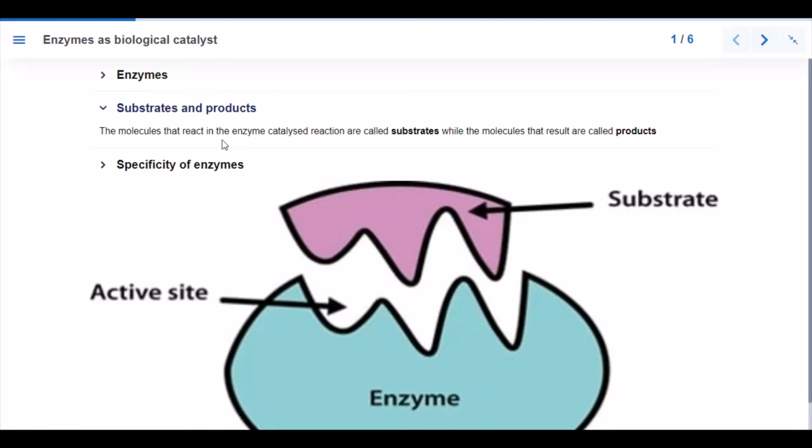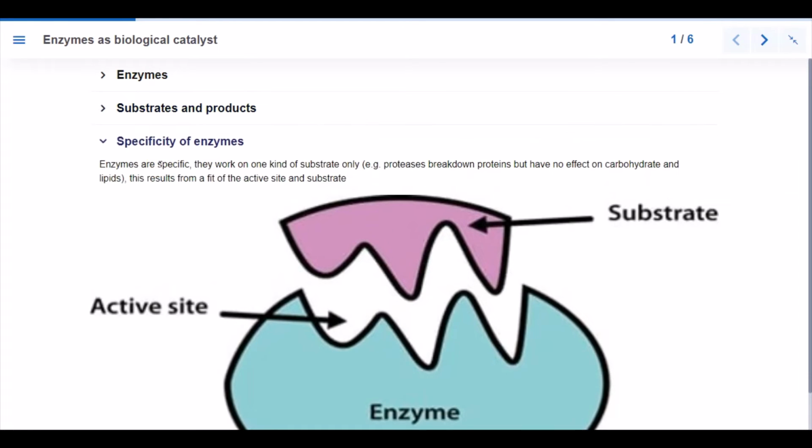The molecules that react in the enzyme catalyzed reaction are called substrates, while the molecules that result are called products. Enzymes are specific. They work on one kind of substrate only. For example, proteases break down proteins but have no effect on carbohydrates and lipids. This results from a fit of the active site and the substrate.